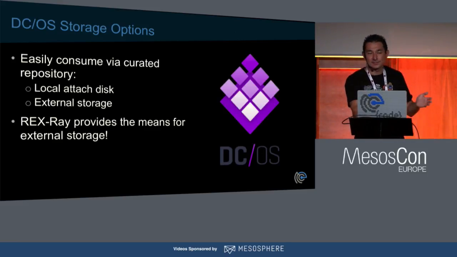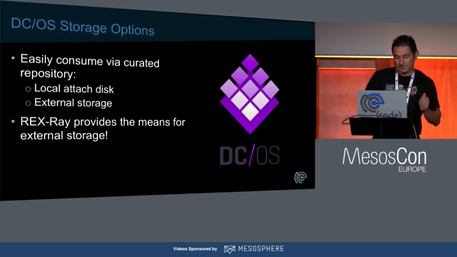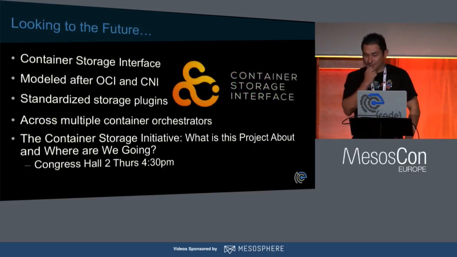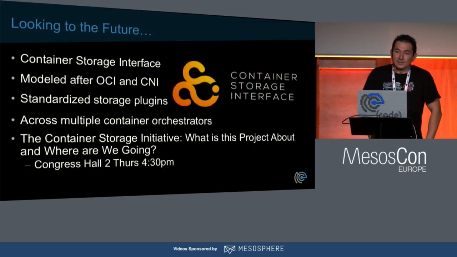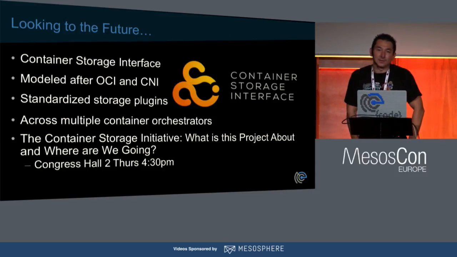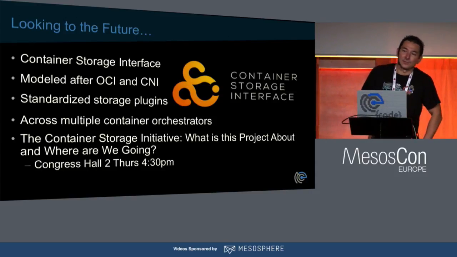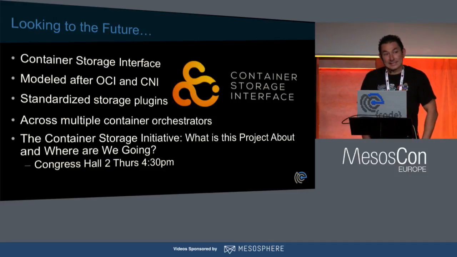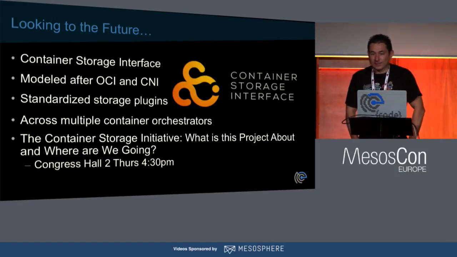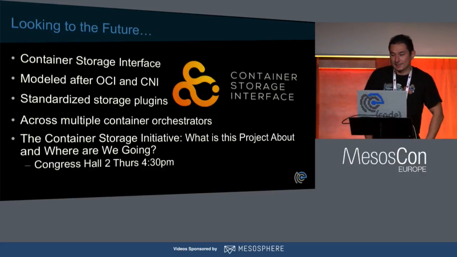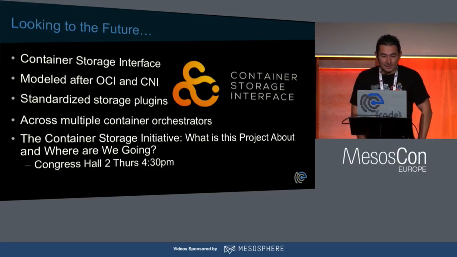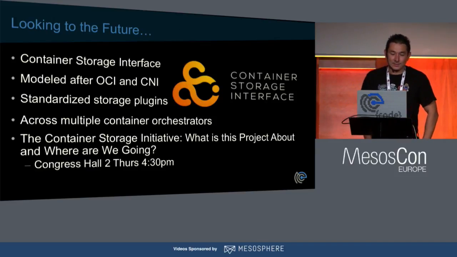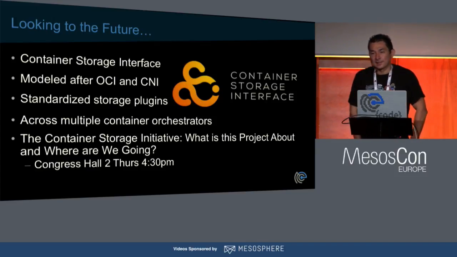We've talked about Mesos, we've talked about DC/OS storage options, and now looking to the future. There's an initiative happening called the Container Storage Interface, or CSI, and it's modeled after OCI and CNI. OCI is the Open Container Initiative, and CNI is the Container Network Interface. The goal of CSI, or at least one of the goals, is to standardize storage plugins across container orchestrators.